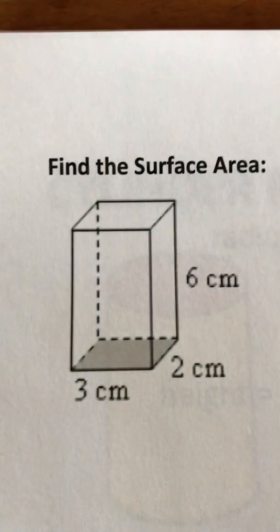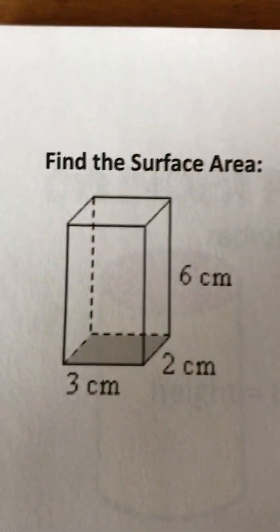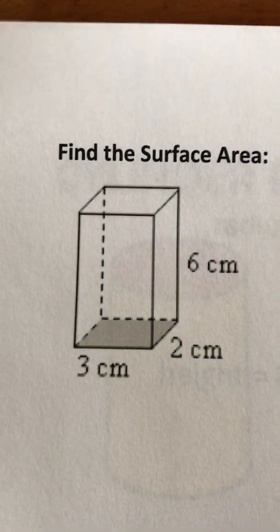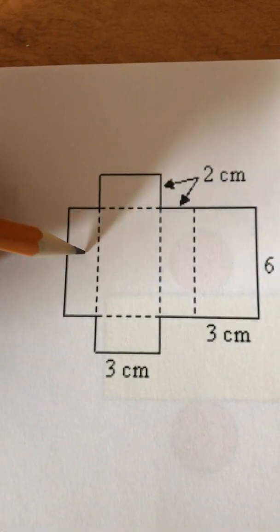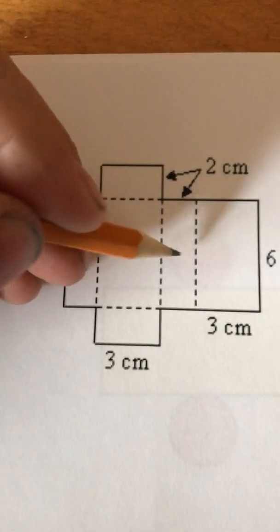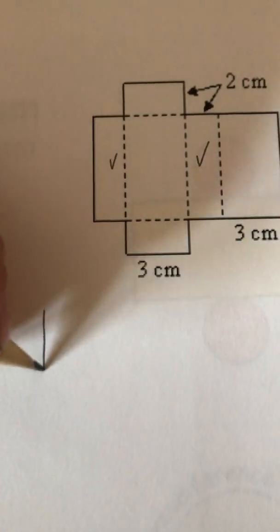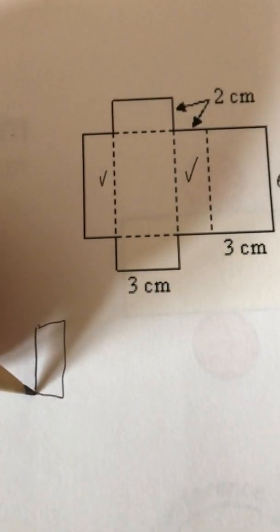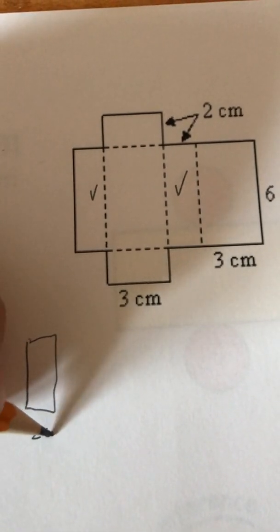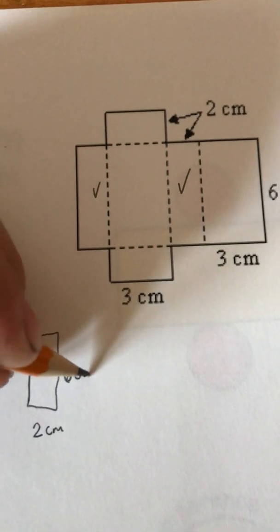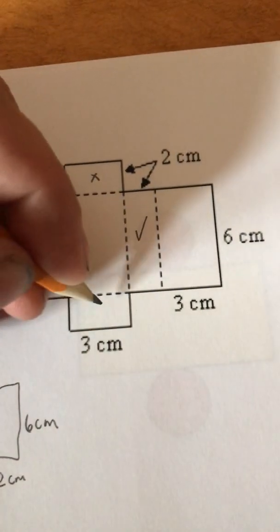Well, what if this was the question? This isn't a cube. It's a rectangular prism, and we'd have to find the net. So here it is. We've cut it apart. Now, this side right here and this side are the same. So really, when I do this work, I've got to draw myself a little picture. And the dimensions show that it is 2 centimeters by 6 centimeters. Okay, the next side, this side and this side are the same.